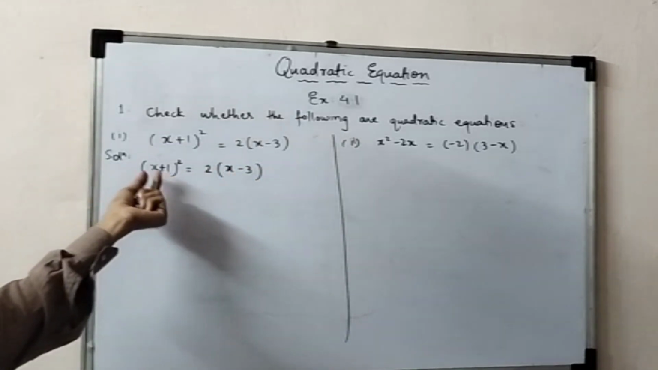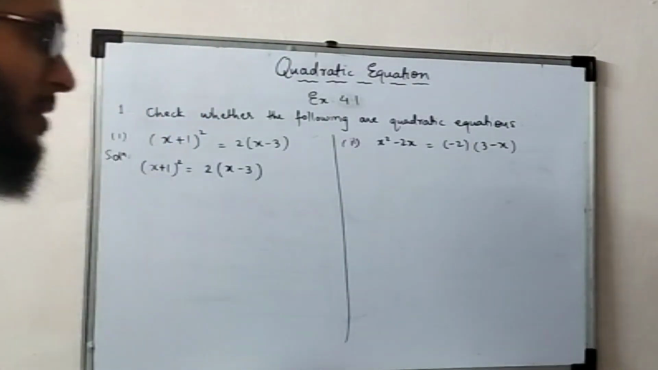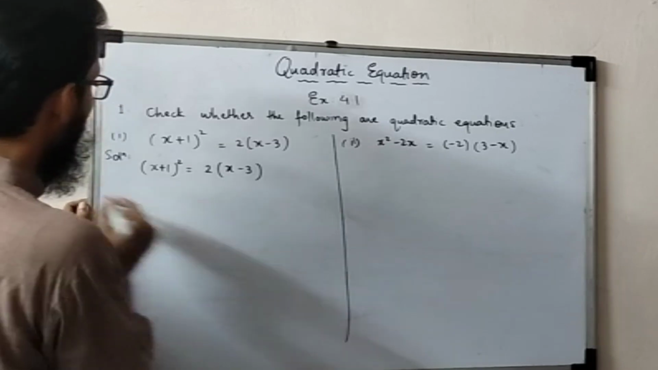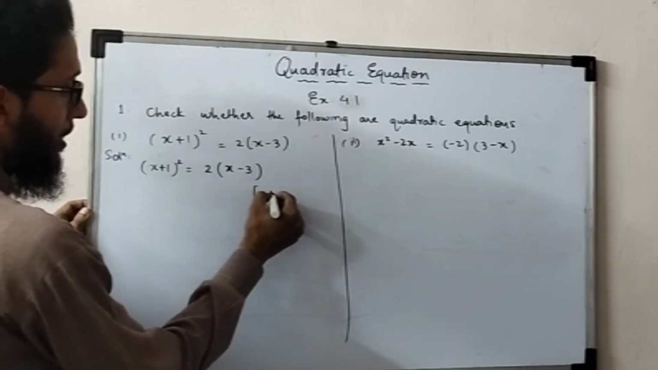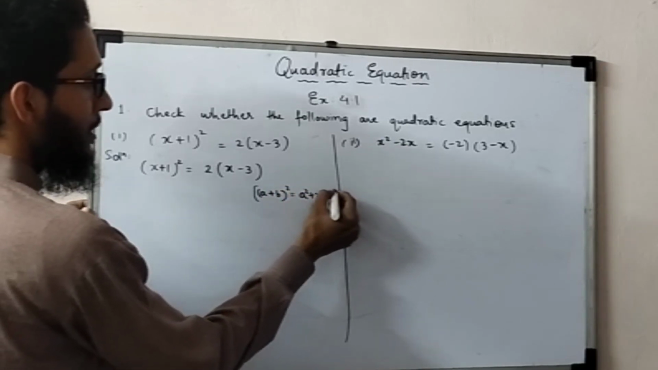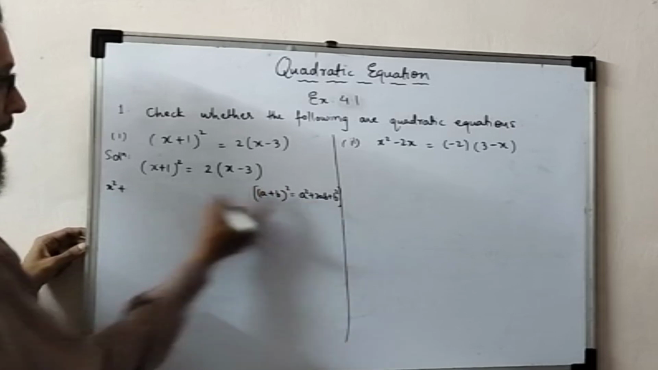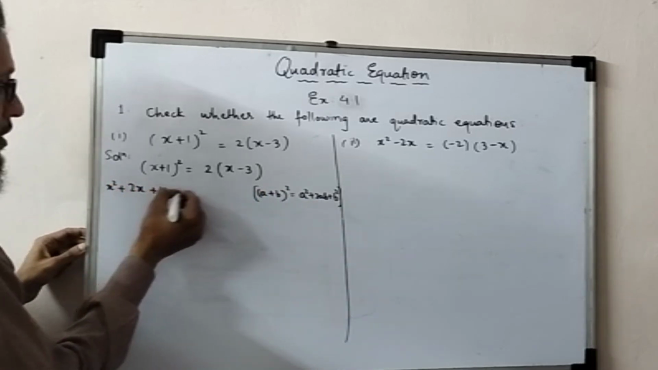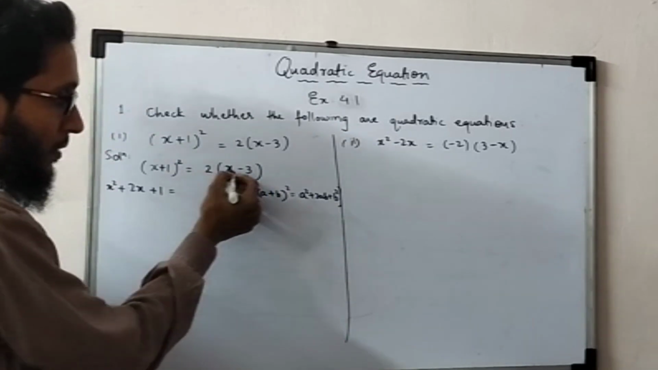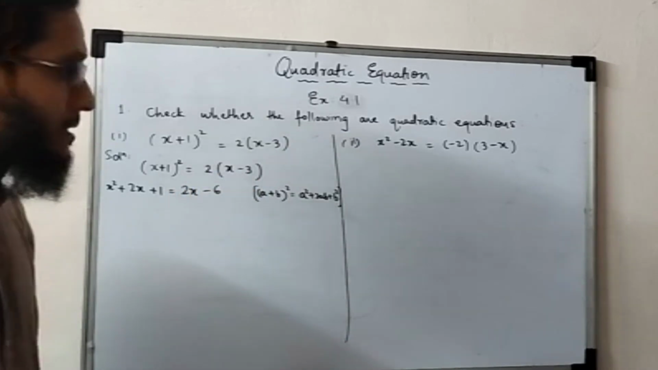On the left hand side, x plus 1 the whole square. So we know the formula of a plus b the whole square: a plus b the whole square is equal to a square plus 2ab plus b square. So x square plus 2x plus 1 is equal to, now on the right hand side we will multiply 2 with x, so 2x, and 2 multiplied by minus 3 will be minus 6.